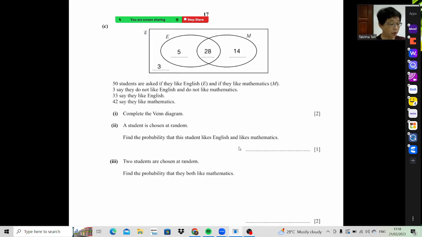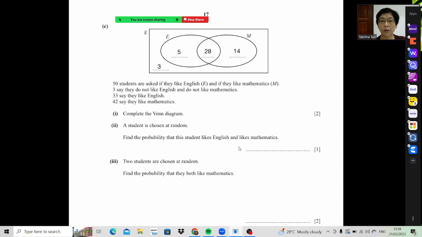Okay, if we look at this question, it was presented to us with a Venn diagram. But as the focus of this video, we're going to focus on the probability. Therefore, the part related to the Venn diagram has been done for you. Let's read the question first.